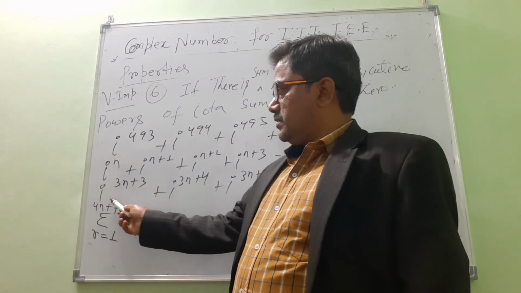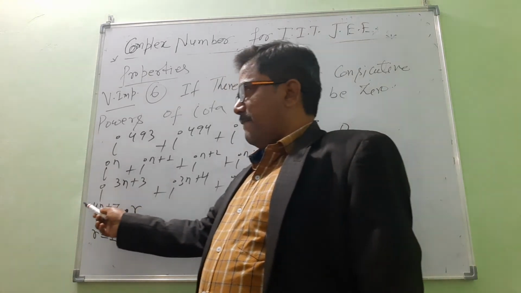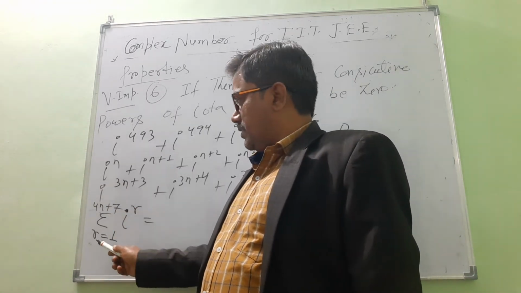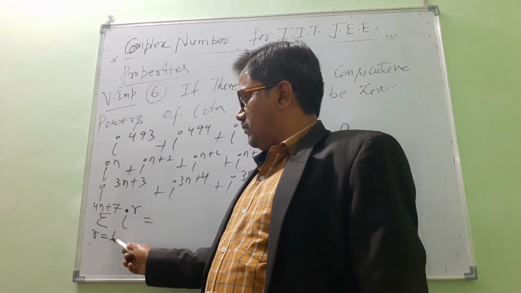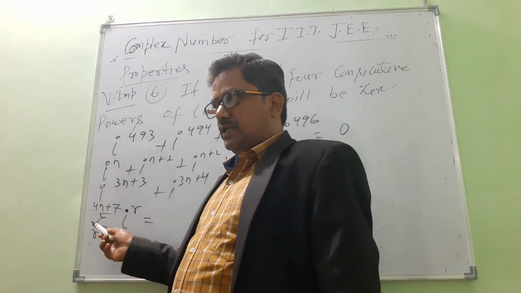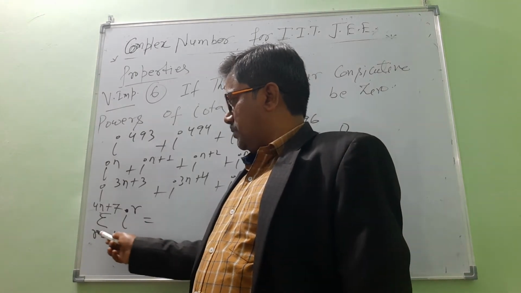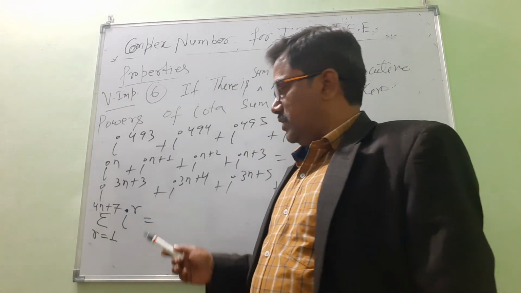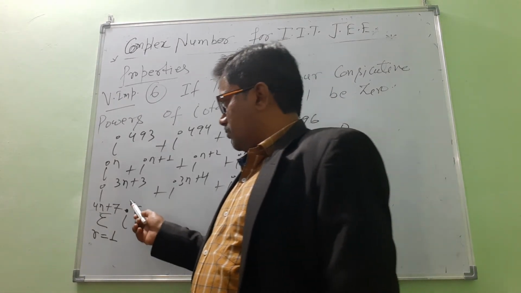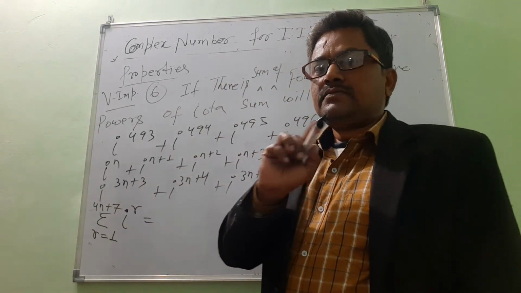If there is 4 in place of 4n plus 7, if the value of r is from 1 to 4, we will open sigma, put r equal to 1, put r equal to 2, put r equal to 3, put r equal to 4. So what will be iota to the power 1 plus iota to the power 2 plus iota to the power 3 plus iota to the power 4, and the answer will be 0.